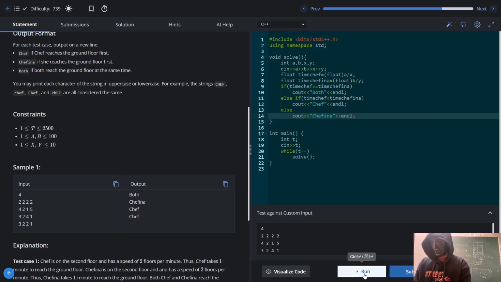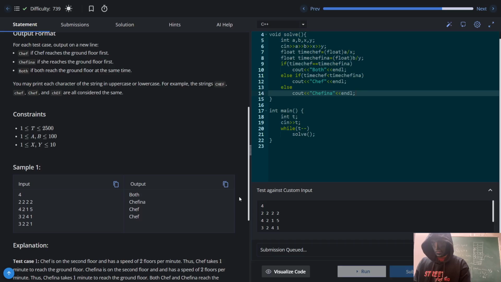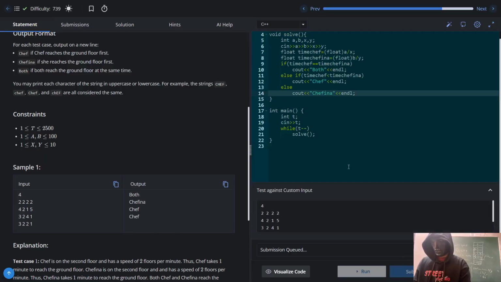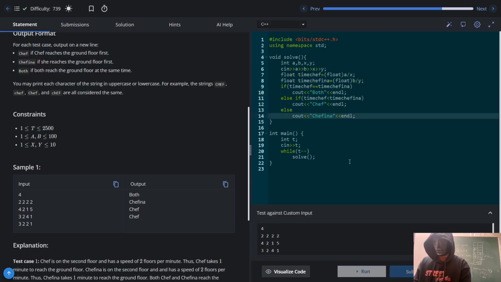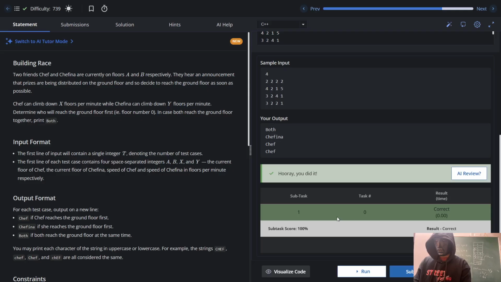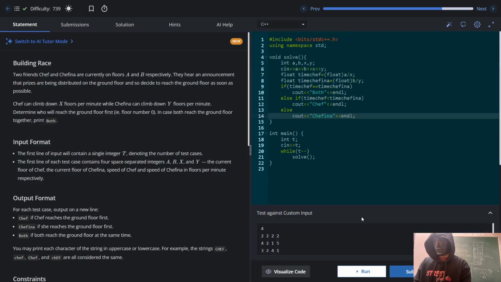Let's try to run the code. Here we're getting both, Chefina and Chef, which is required. Let's try to submit it. Yeah, it got accepted. So basically the crux of the problem was that you have to do float division, because they have considered answers in decimal points also. That is the reason.